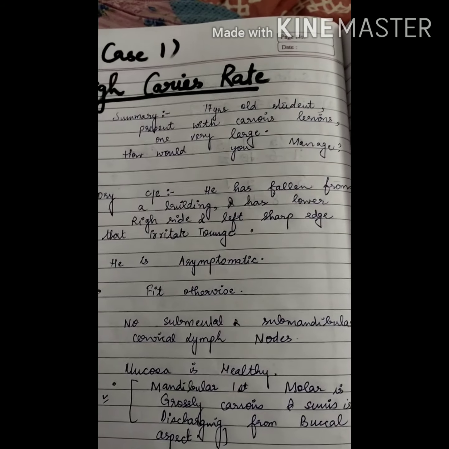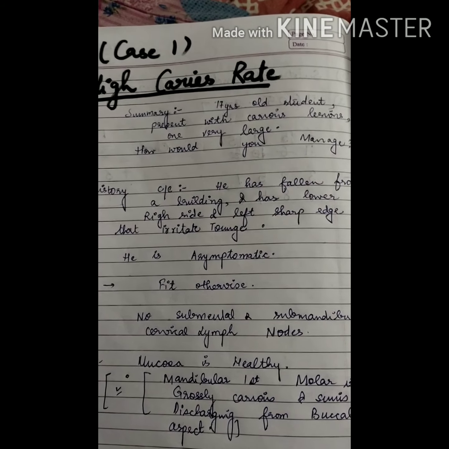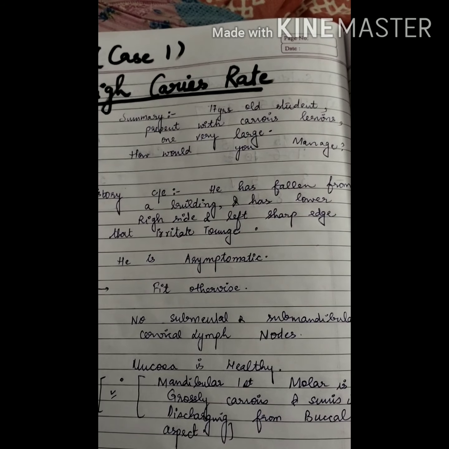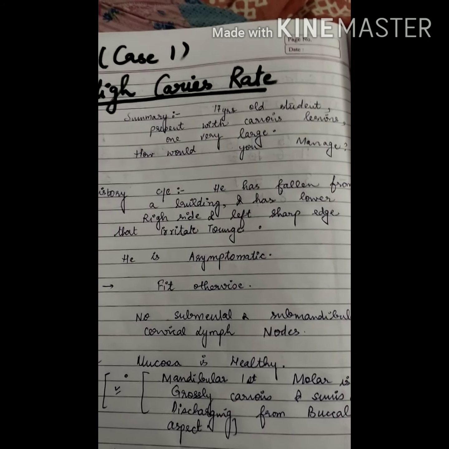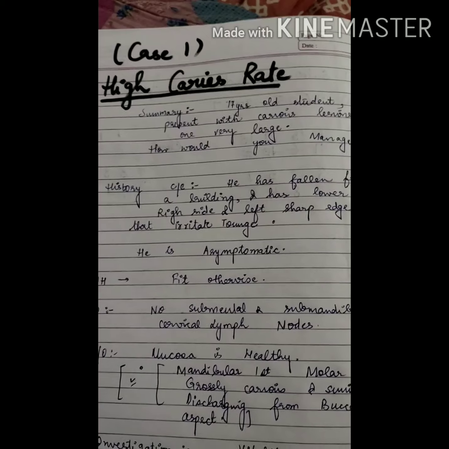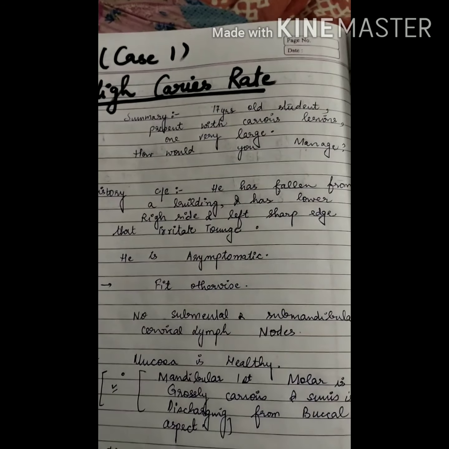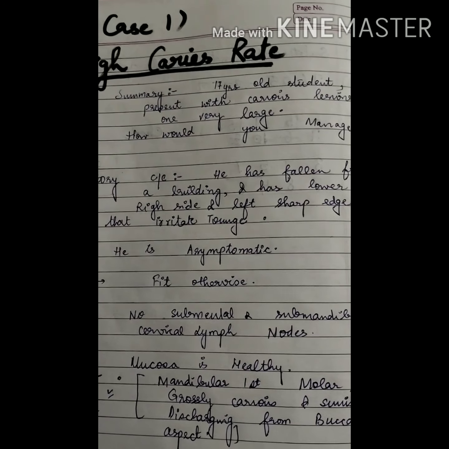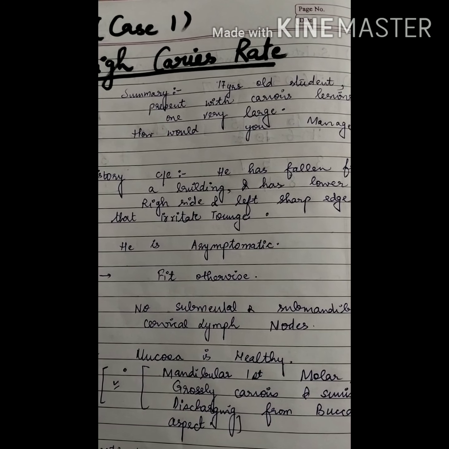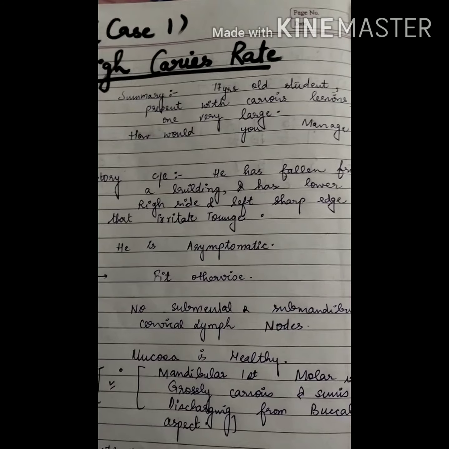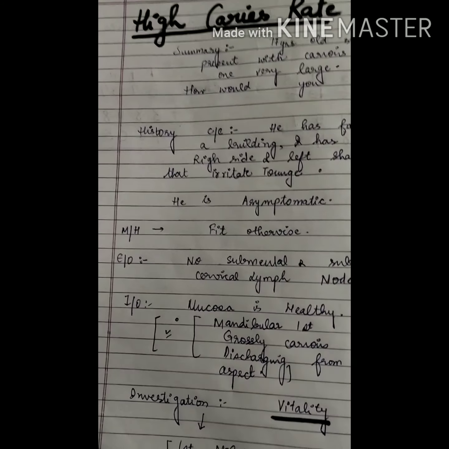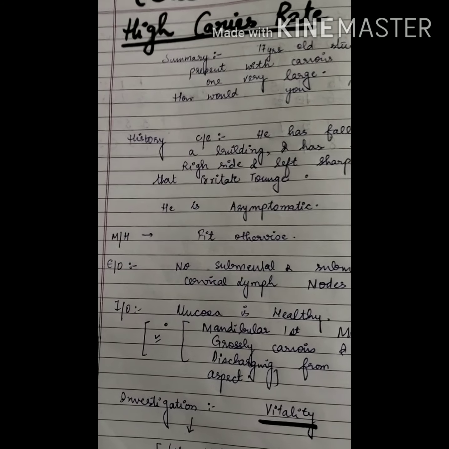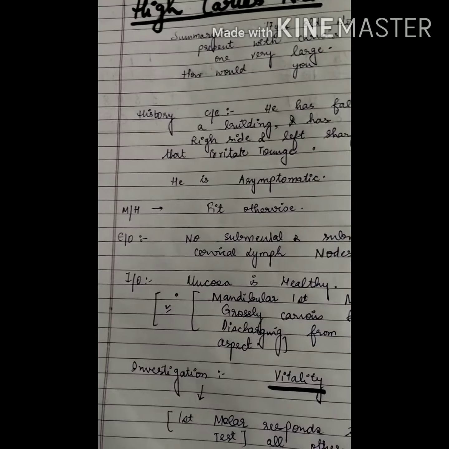History: he has fallen from a building and has a sharp edge on the lower right side that irritates his tongue. The patient presents with a carious lesion, and this occurred because he has fallen, and a side of the lower right side has a sharp edge that irritates his tongue. Now, medical history: he is fit otherwise.